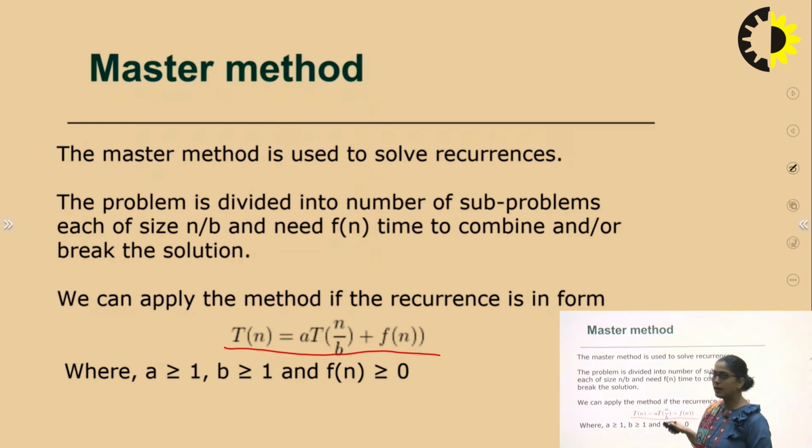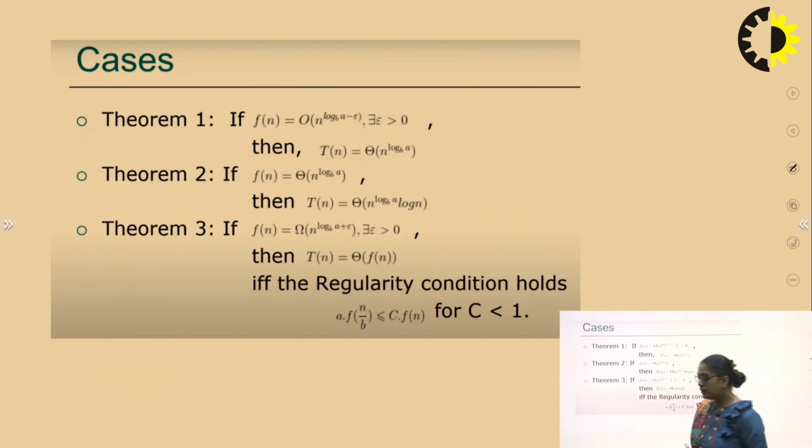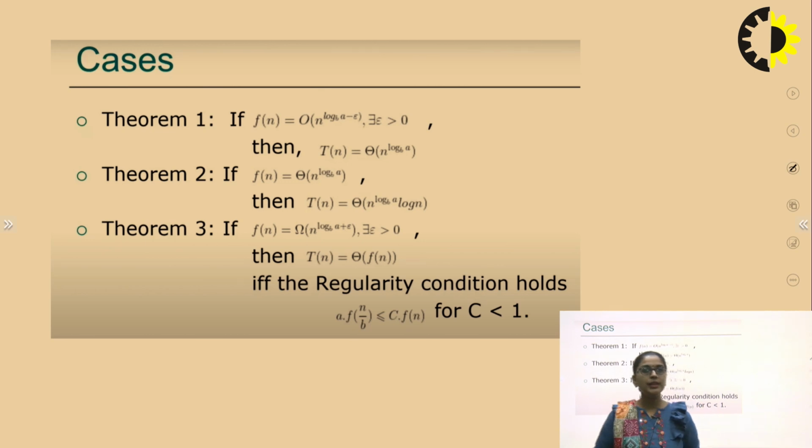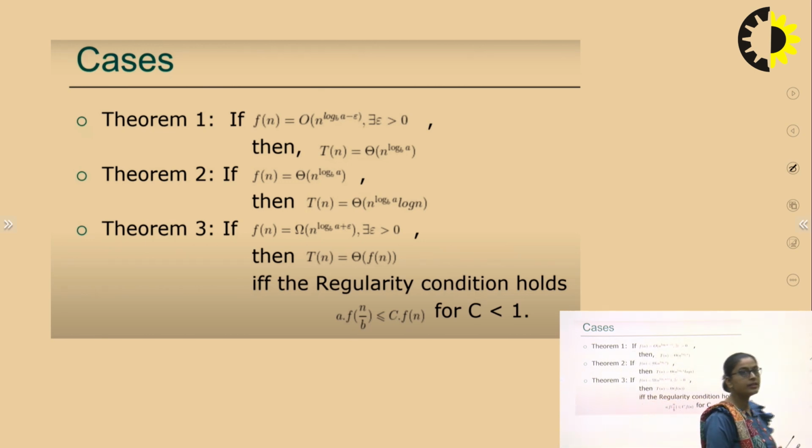And what about the function? The function is never negative. It may be 0 or greater than 0. So, in this particular master method, there are 3 theorems, or we can say there are 3 cases in which our situations lie. We have to check which case is going to be used, or we can say in which particular case our condition or our situation arises.